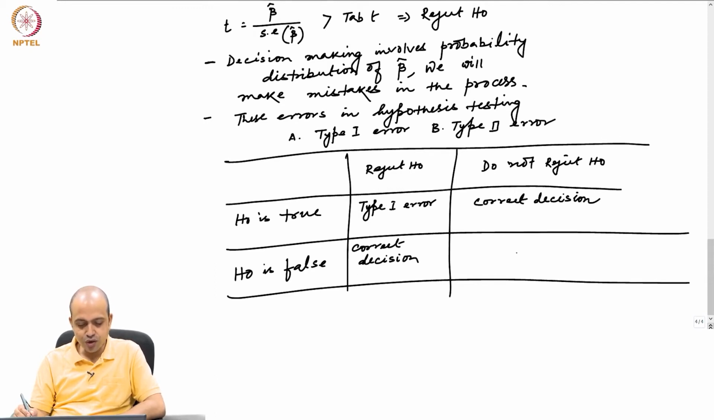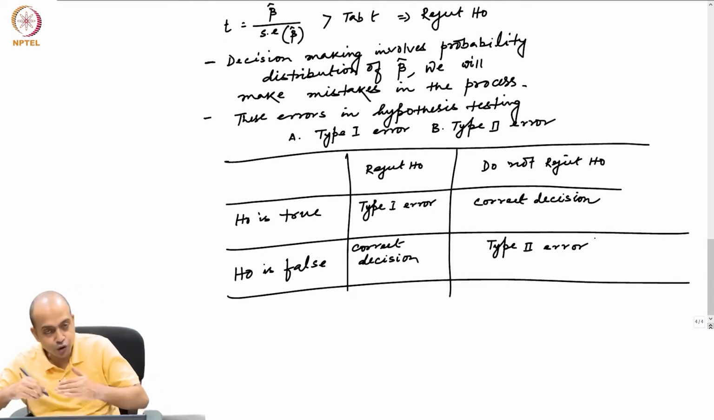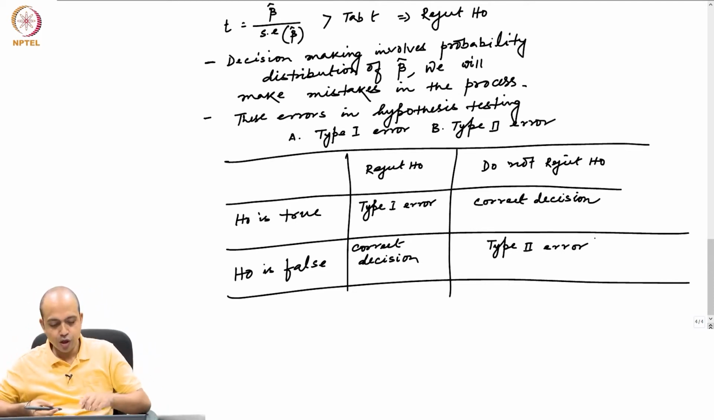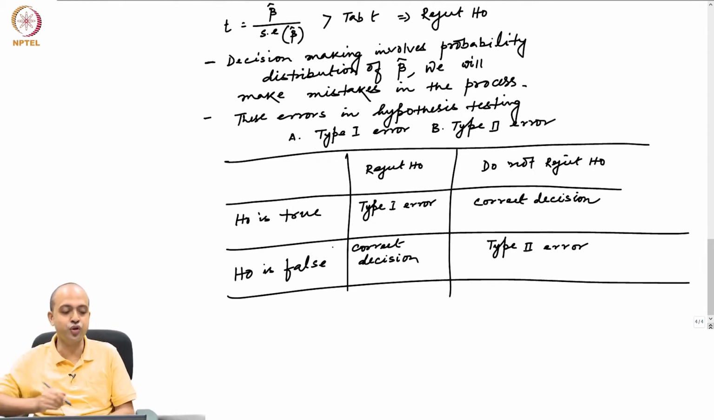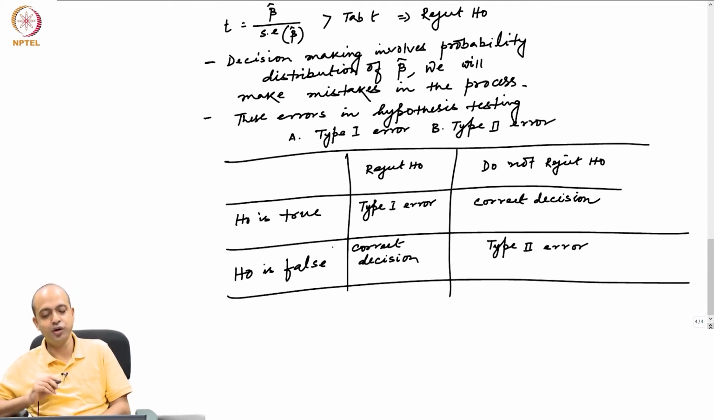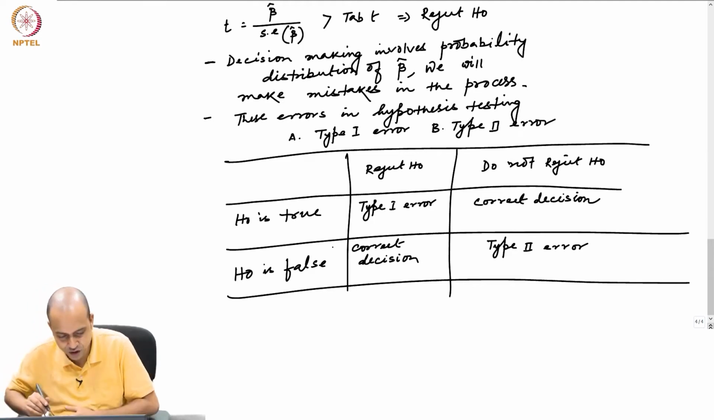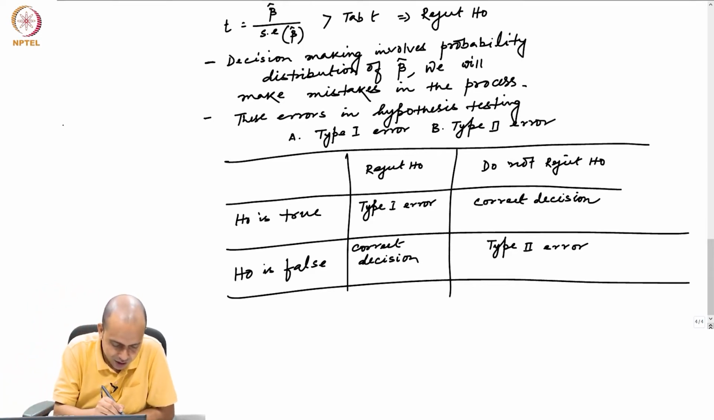Also that is a correct decision then, correct decision. H naught is false, is not true, and you are rejecting the null hypothesis, that is also a correct decision. Think about this case, H naught is false and you are not rejecting also. This is called type 2 error.